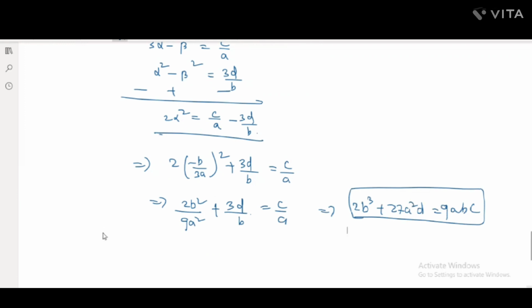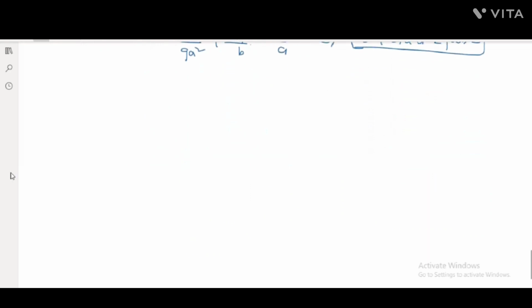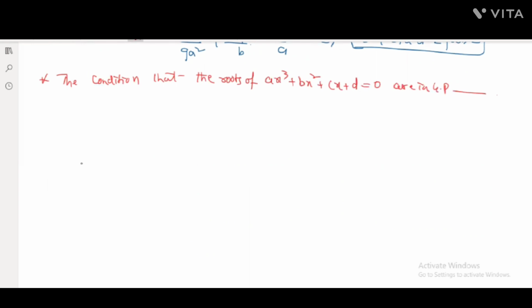We'll see one more thing: the condition that the roots of ax cube plus bx square plus cx plus d is equal to 0 are in GP. So we will see that here. When the roots are in GP, we assume the roots as alpha by beta, alpha, alpha beta. These are the roots of ax cube plus bx square plus cx plus d is equal to 0.